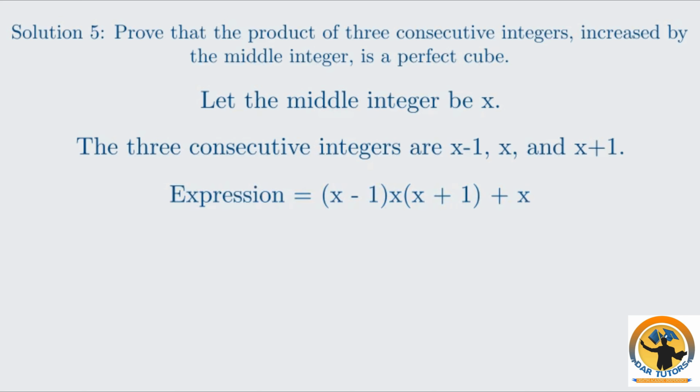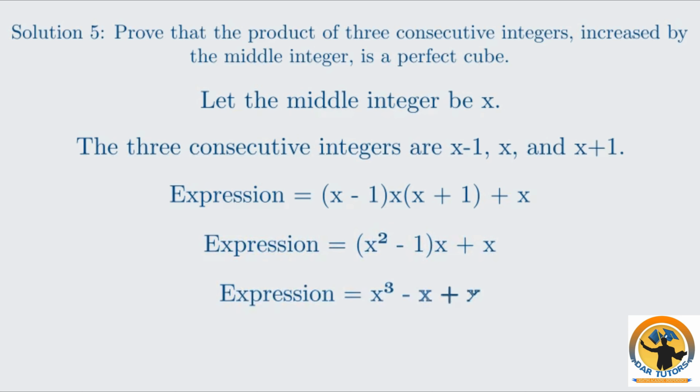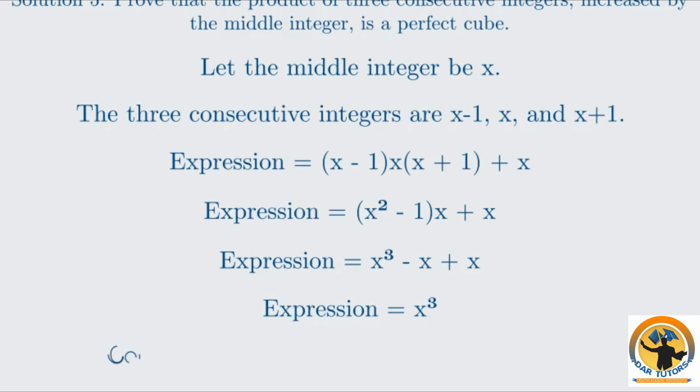Our goal is to show that this expression simplifies to the cube of some integer. Let's expand the product first. Notice that (x minus 1) times (x plus 1) is a difference of squares. So (x minus 1) times (x plus 1) is x squared minus 1. Our expression becomes (x squared minus 1) times x, plus x. Now we distribute the x. This gives us x cubed minus x plus x. The minus x and plus x terms cancel out. We are left with x cubed. Since x is an integer, x cubed is a perfect cube. We have successfully proven the statement. The expression simplifies to x cubed, which is a perfect cube.